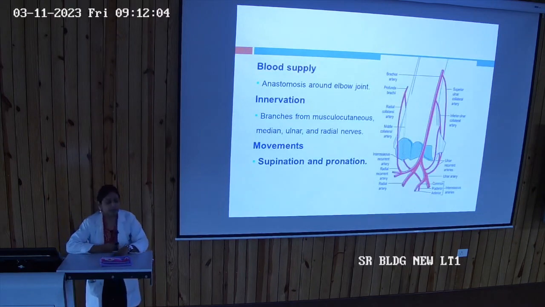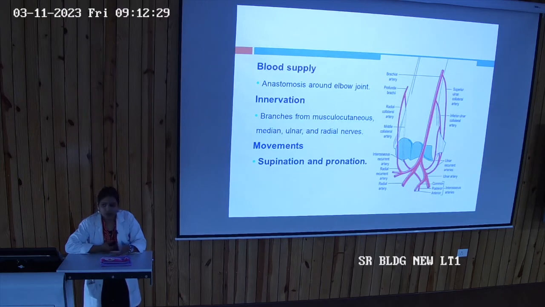Now blood supply. The vessels which are participating in the formation of anastomosis around the elbow joint also give blood supply to this joint. What are the vessels present around here? There are the superior and inferior ulnar collateral arteries, and the radial collateral arteries. These are branches coming from the brachial and profunda brachii arteries.